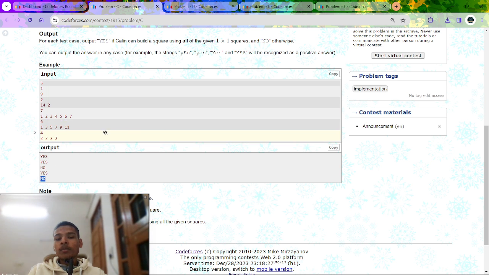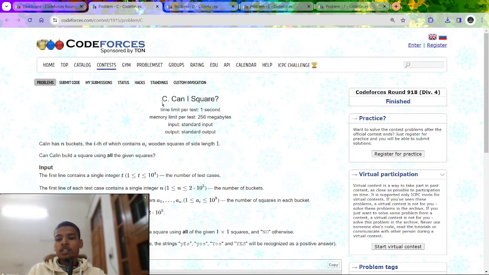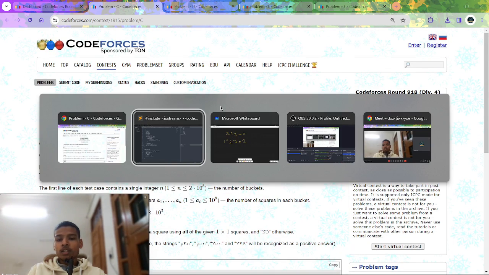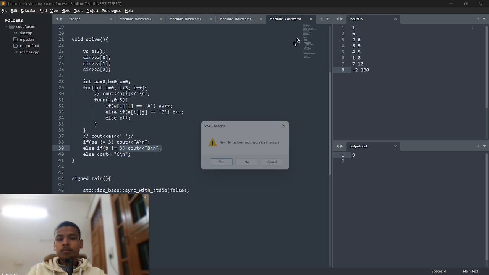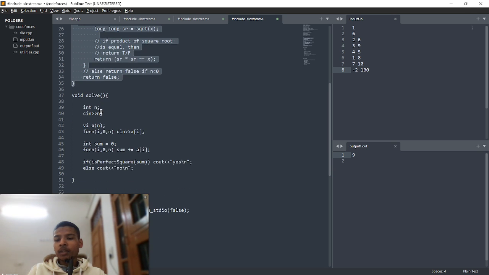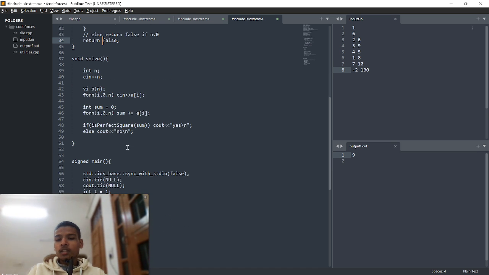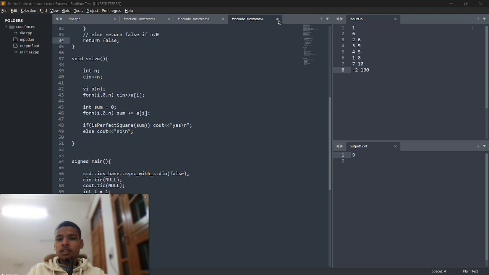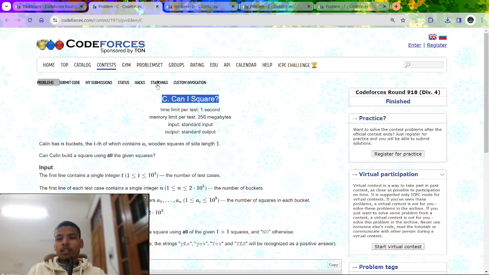So I have to tell whether the sum of all the numbers is a perfect square or not and print that. This is all there is in problem number C. Its implementation is right here. I have taken this function from a library and directly pasted it here, which just finds whether a number is a perfect square or not. Now let's discuss problem number D.